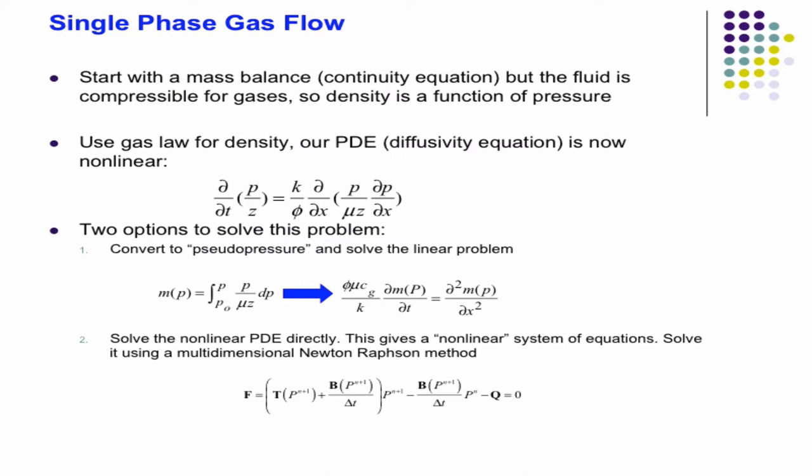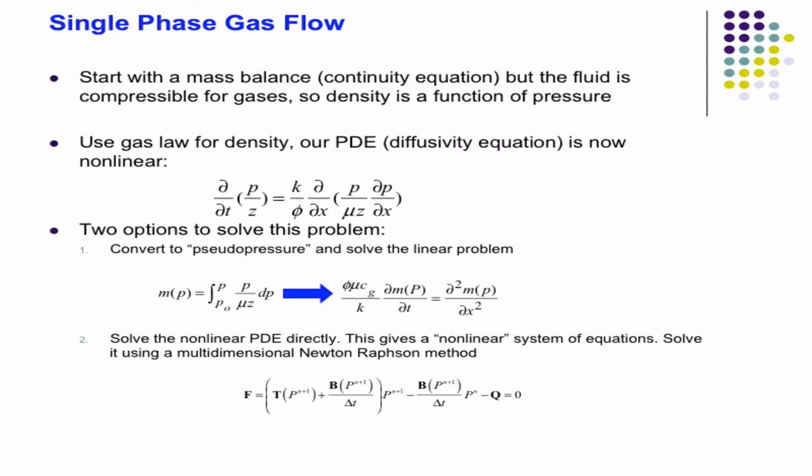If you work through the details, you get a system of equations that looks identical to what we derived in this class. It's just that now your matrices are functions of pressure. So the nonlinearity is very clear: if you have the B matrix, which is a function of pressure, and you're multiplying it by pressure, you're going to have something like pressure squared there.